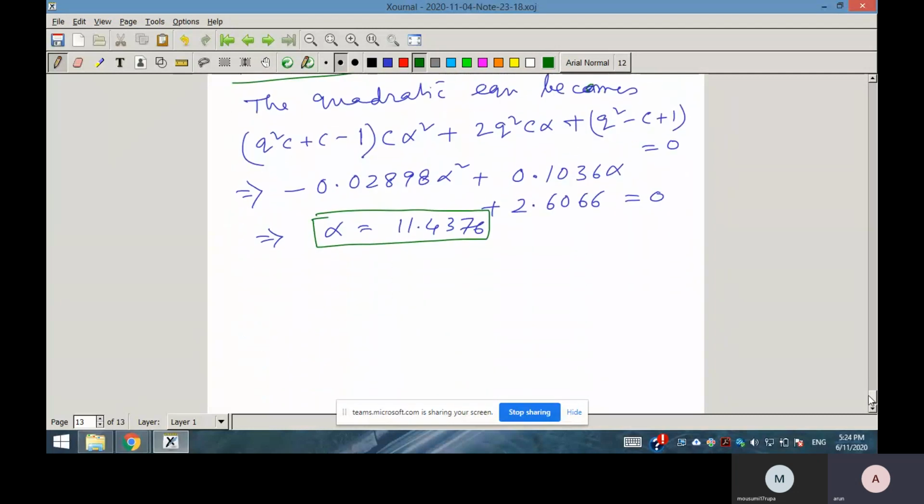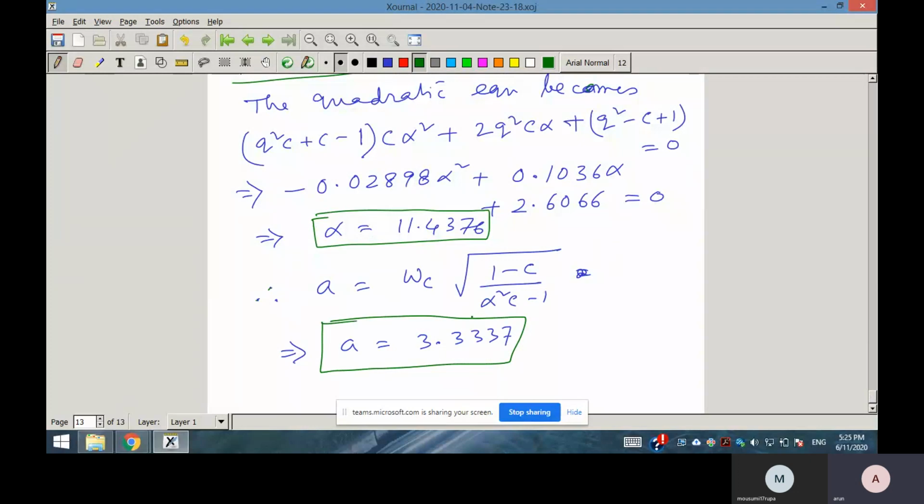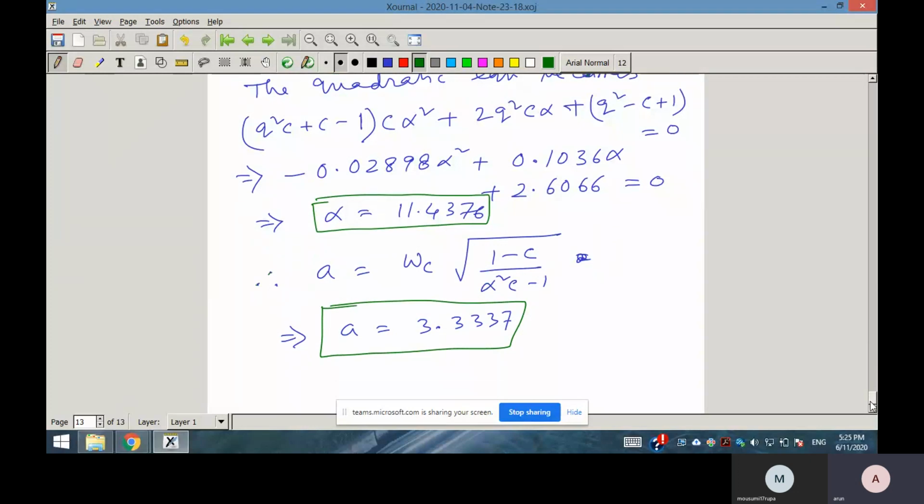And then what is your a? Then a will become omega c into root under (1 minus C) divided by (alpha square C minus 1). If you put all these values, then you will get a equal to 3.3337. So that means the lead part design is over. Then beta will be equal to just 1 by alpha. That I am not writing, just to save time.